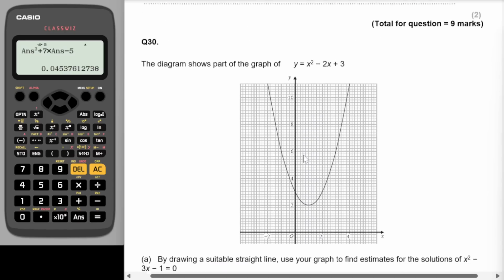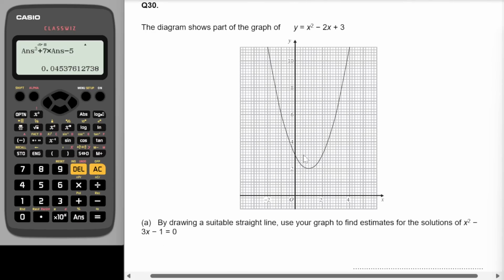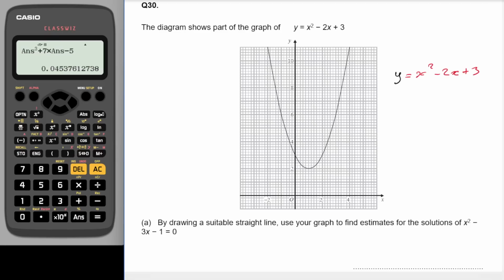Right, question 30. Diagram shows part of the graph of blah blah blah. By drawing a straight line, use the graph to estimate the solution of. Great. So we are comparing y is equal to x squared minus 2x plus 3, and we are comparing it to the solution of x squared minus 3x minus 1 is equal to 0.